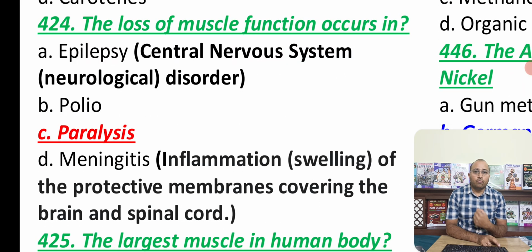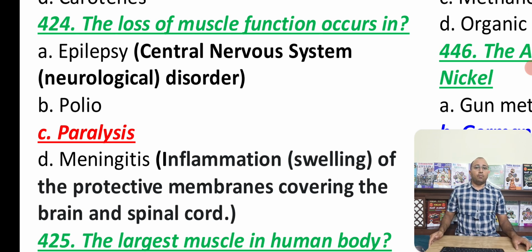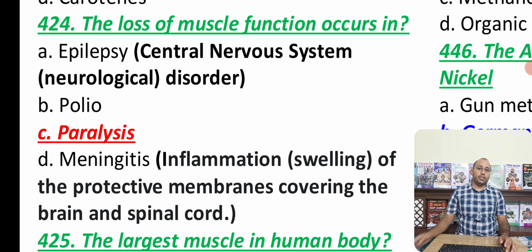The loss of muscle function occurs in paralysis, you know about it. So you will find the loss of muscle functionality. When it comes to polio, we can see the permanent loss over there. So paralysis can be temporary also, but polio is permanent. So you'll be asked a question like this: in paralysis, temporary loss of muscle function occurs in, so you'll have to give paralysis.